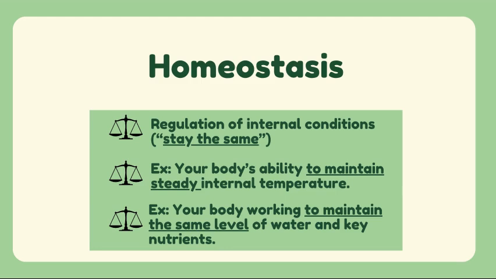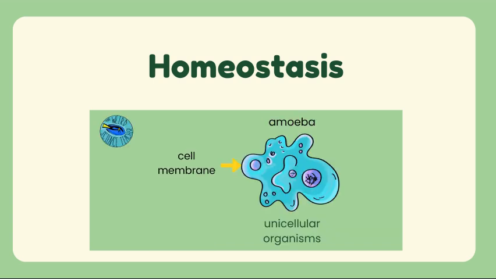Notice that I've underlined a lot of similar words: stay the same, to maintain, steady, and to maintain the same level. If you notice some of these words in an example, chances are the characteristic of life is going to be homeostasis. All cells have feedback systems that help with this regulation. Even a single-celled organism, like an amoeba, relies on its cell membrane to maintain homeostasis internally.